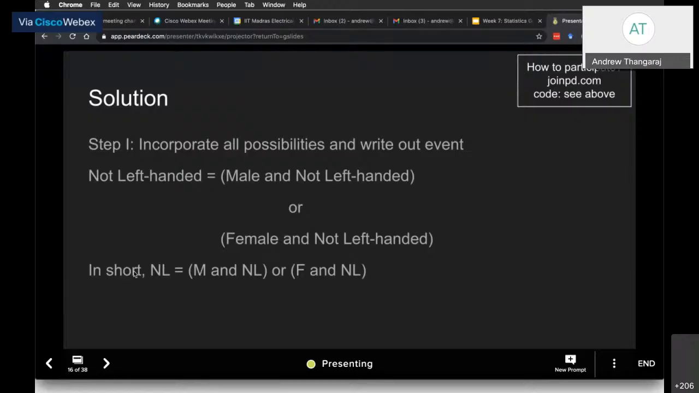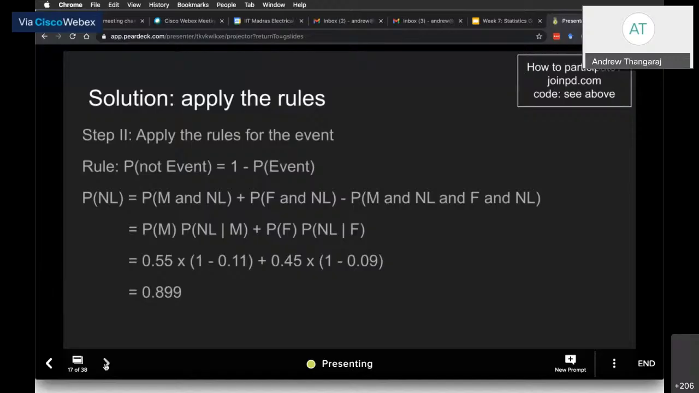So I've used the shorthand here. This is also very common in probability. People use shorthands for these things. M and NL or F and NL. So it's clear what the notation is, right? This is just a shorthand. So once you do this, you just apply the rule, except for this new rule for not. The probability of not some event is 1 minus the probability of the event. So the probability of NL is going to be 1 minus the probability of L. So that's the idea. Once you do that, it's easy to write down.